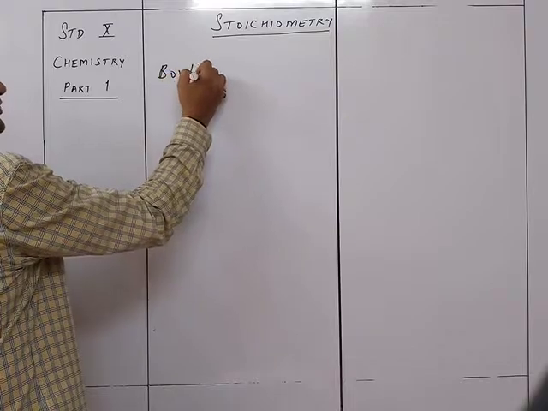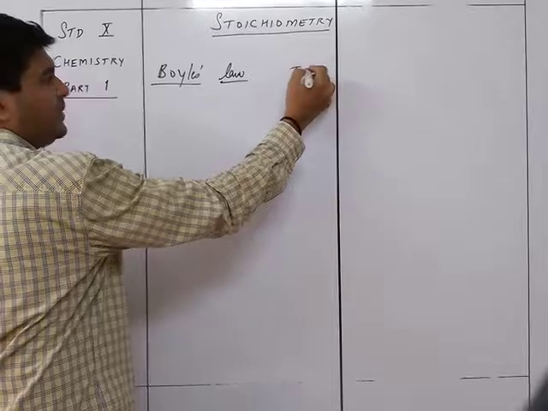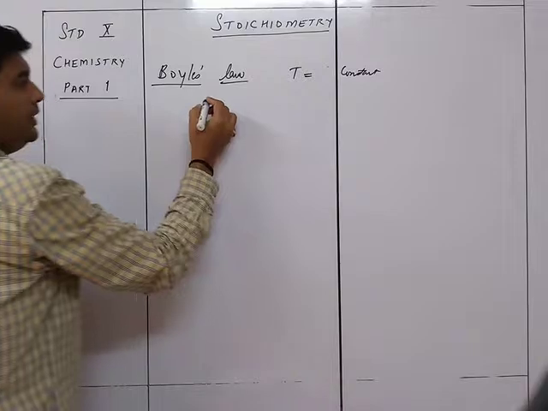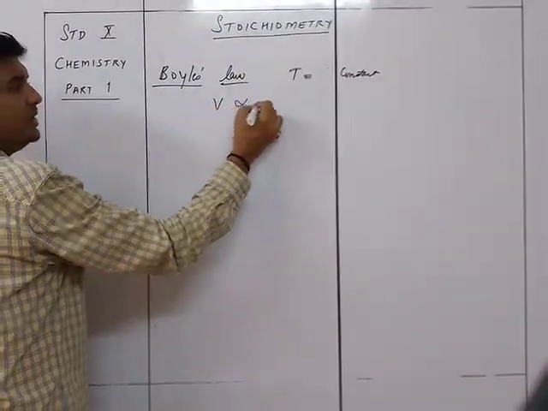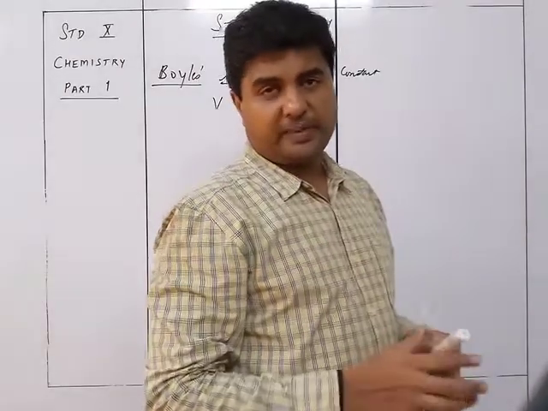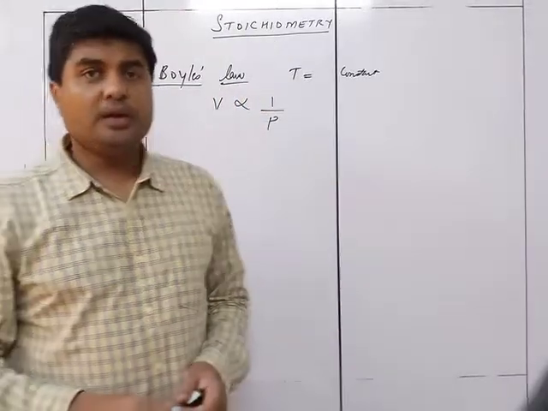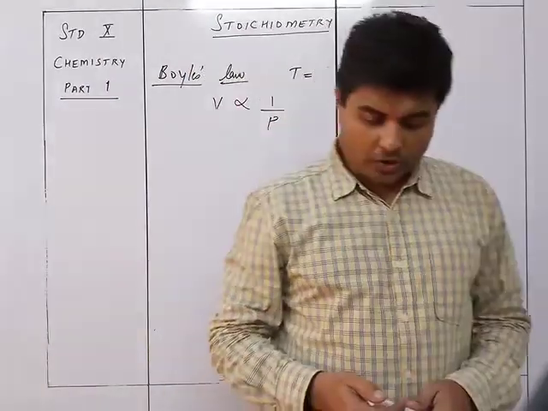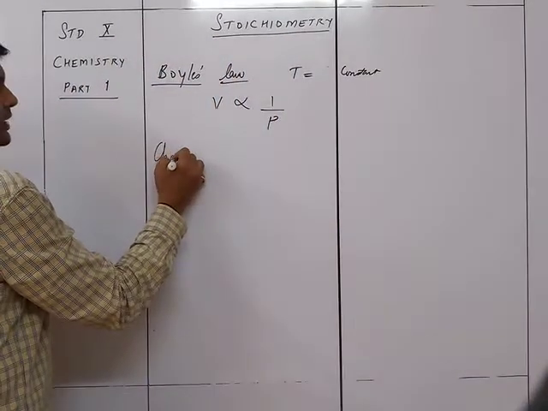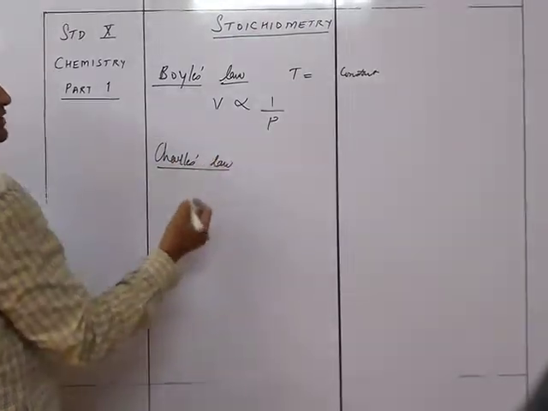So Boyle's law is the first thing we have. With temperature remaining constant, the volume is inversely proportional to the pressure. Okay, volume is inversely proportional to the pressure. More the pressure, less the volume; lesser the pressure, more the volume. Second is Charles' law. Of course, we have studied this, so not a problem.